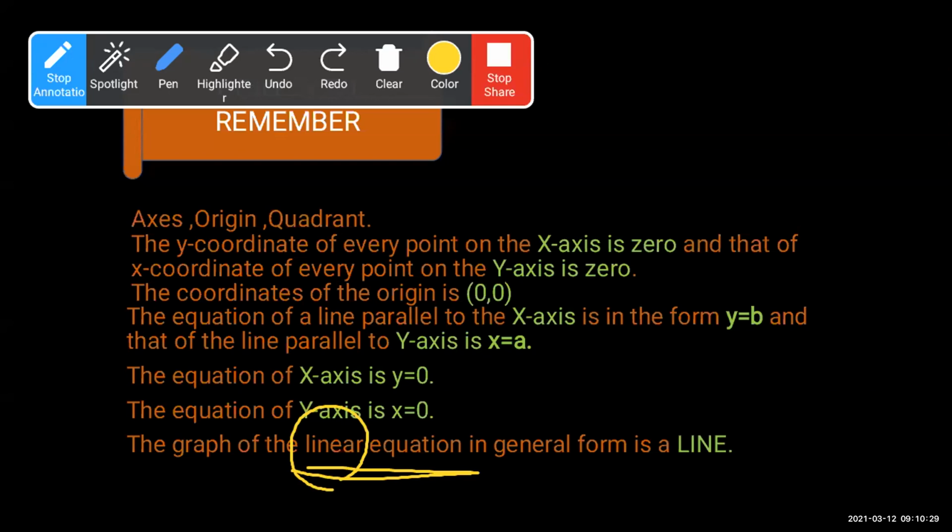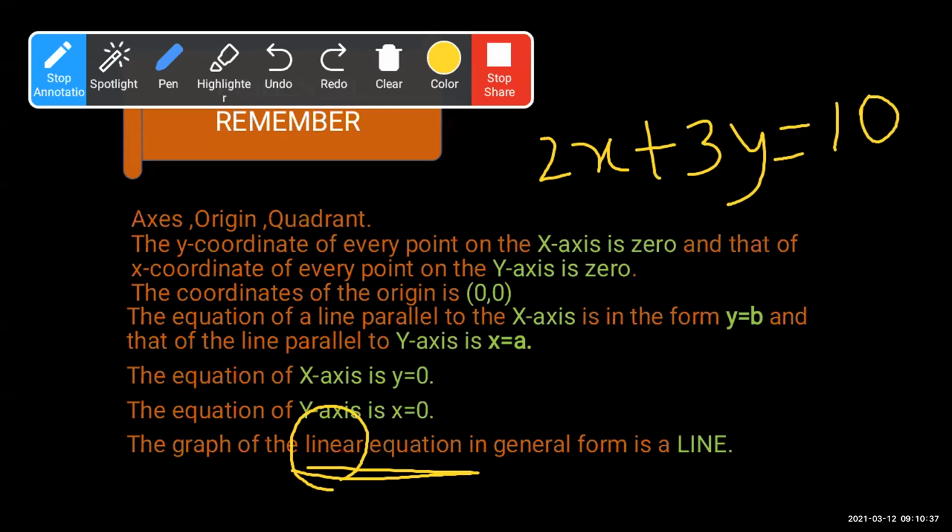For example, if I say 2x plus 3y is equal to 10, this is a linear equation. Why? Because the highest degree of the equation is 1. So if such a type of equation comes, and we draw the graph of this particular equation, it will always be a simple line.